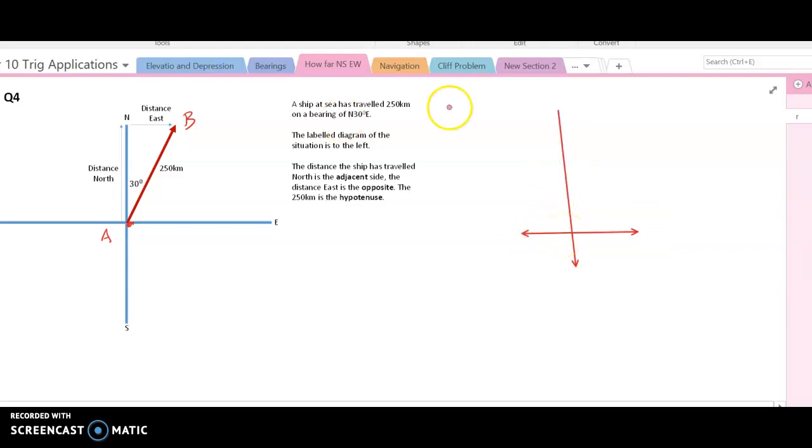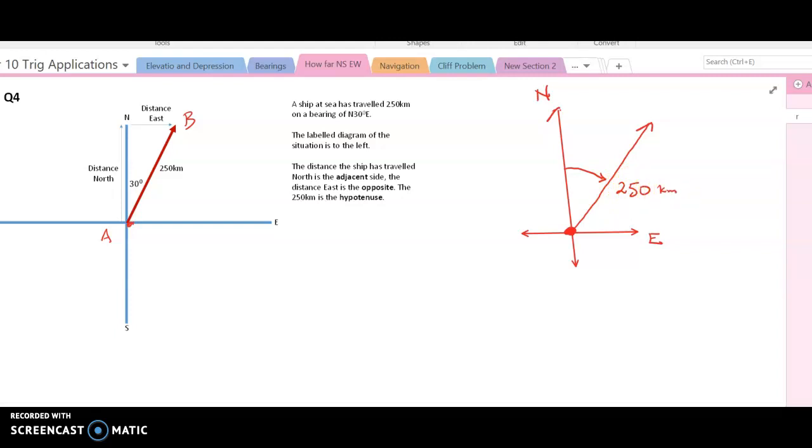And that's our starting point. That's where we're starting from. There's our north. And this bearing is based on the north turning a certain amount of degrees east or west. In this case, we're going east. And so we're going through 30 degrees and we're going along this direction for a distance of 200 kilometers.